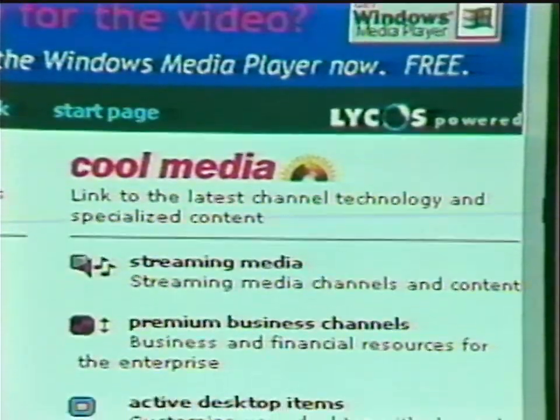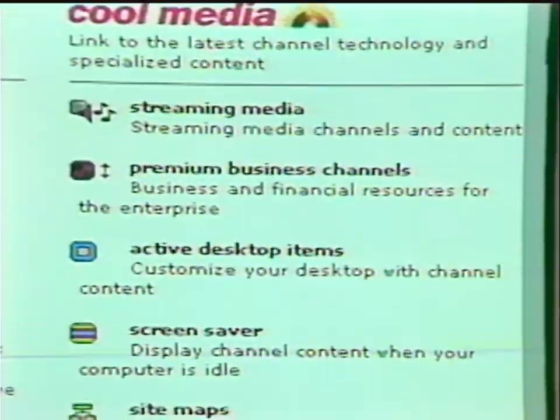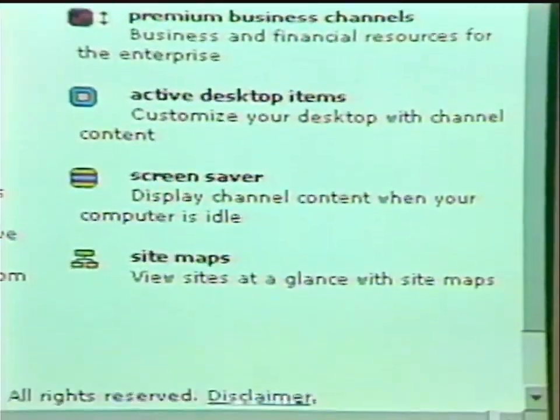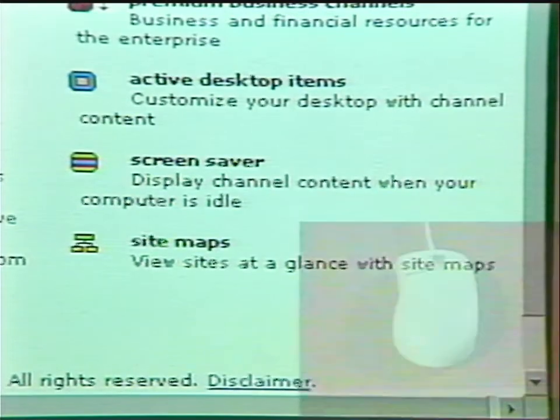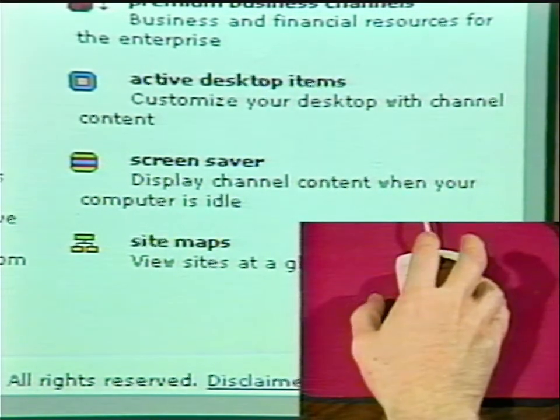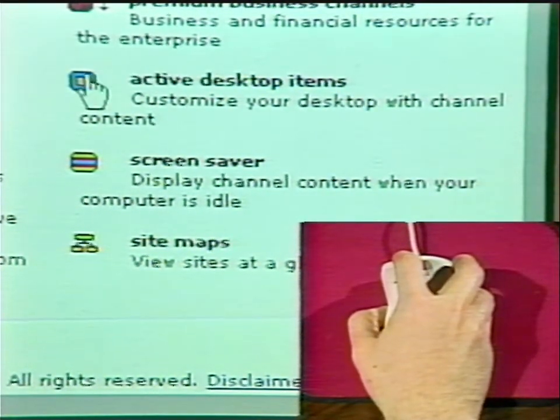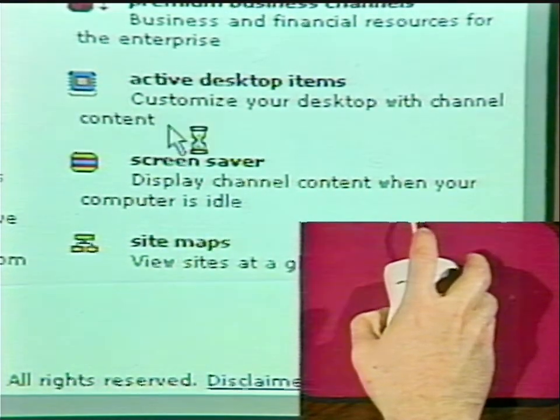You'll be able to monitor current business information, add new channels to your channel bar, and even download screensavers that use live data from the web page to fill your screen while your computer isn't doing anything. All you have to do is click on the particular item you want and follow the directions Windows 98 gives you. For instance, we'll click here to add a channel to our channel bar.